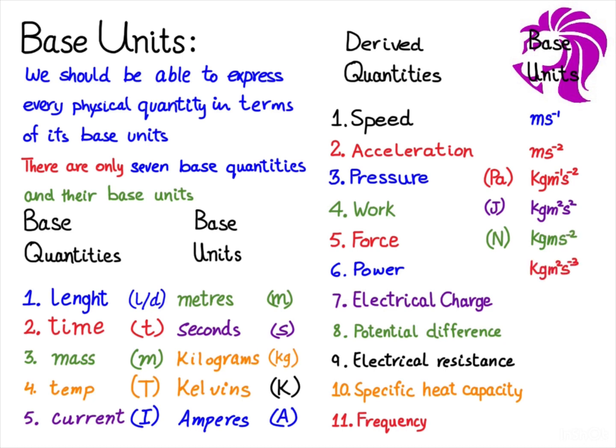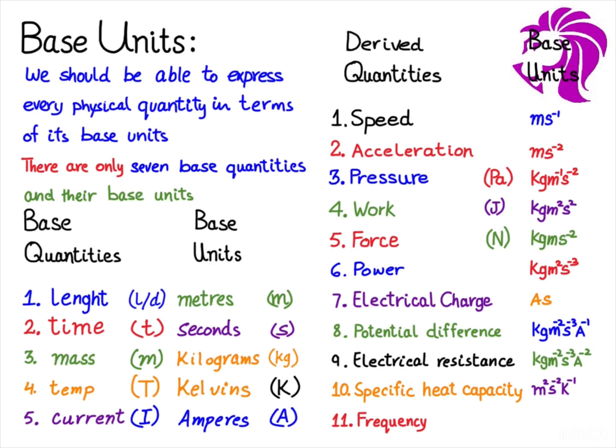For power, its unit is watts, but its base unit is kg meter square per second cube. Electrical charge, the unit is coulombs, but the base unit is ampere seconds. For potential difference, its unit is volts, but its base unit is kg meter square per second cube per ampere.